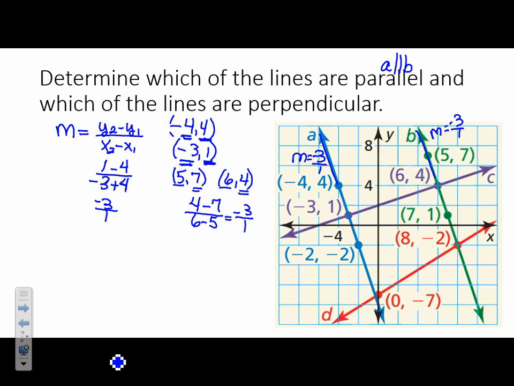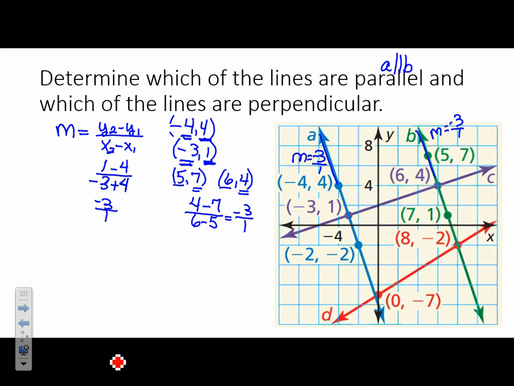Can't you look at the picture and tell? Not quite, because it could be just enough off to be not right. So you have to verify. Okay? Do we have any other parallel lines? It doesn't look like it, do we? Okay? But we need to verify. It looks like these guys are not parallel, but let's verify.